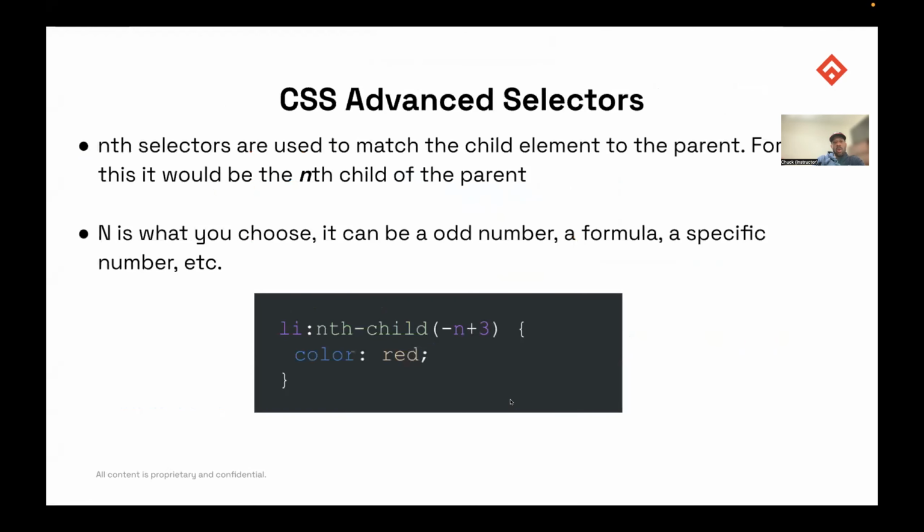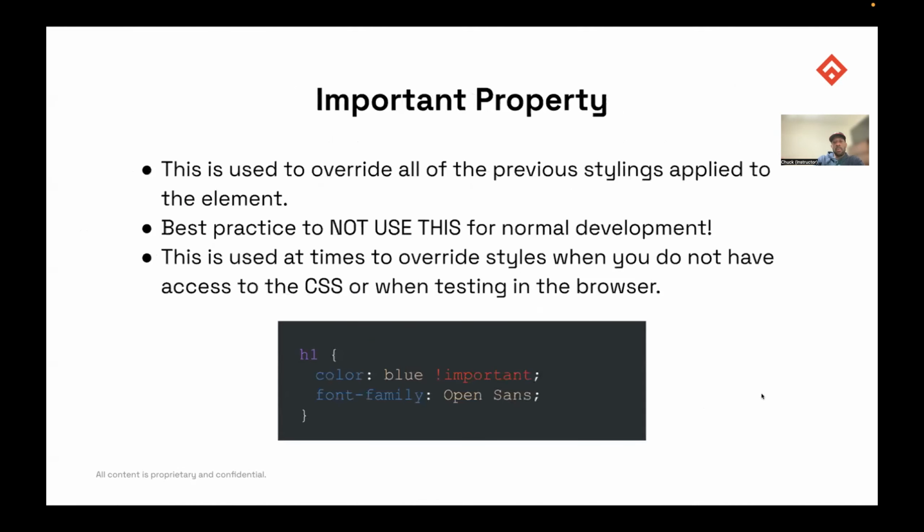All right. We also have these nth child selectors. So we can mark certain children elements of a li tag. So if I say I want the third child of the li tag to be red, I can mark it this way, or the odd number to be red, I can mark it this way. And I'll go over that with a brief demo.